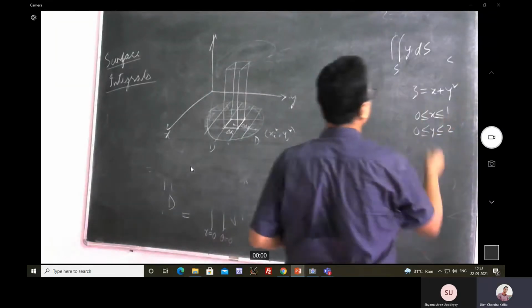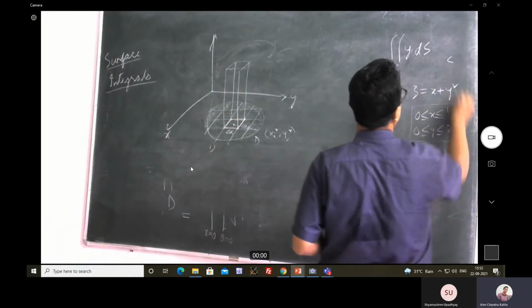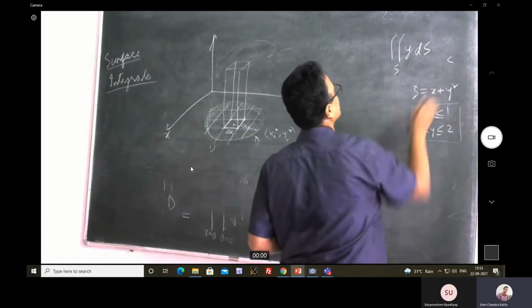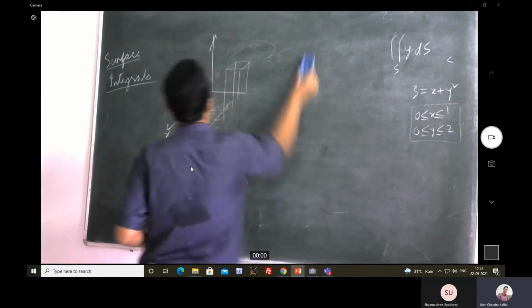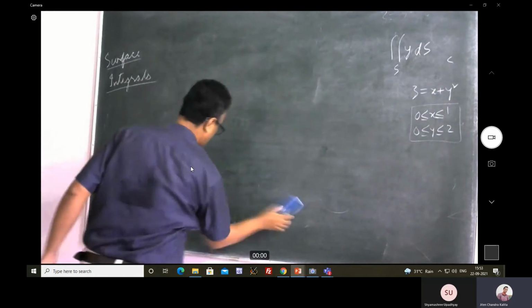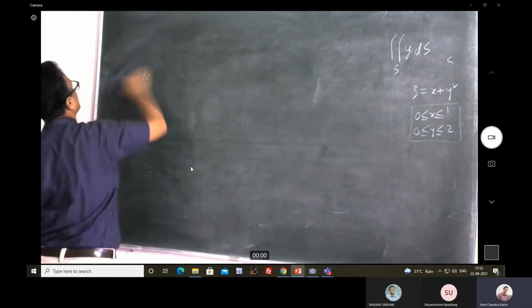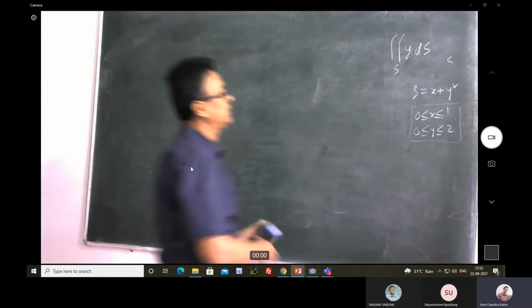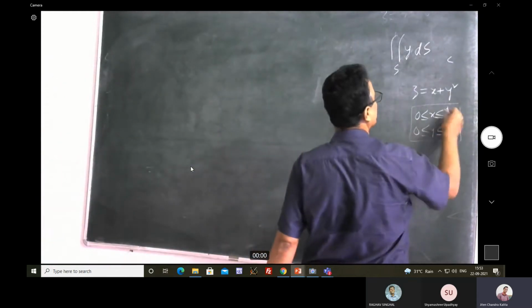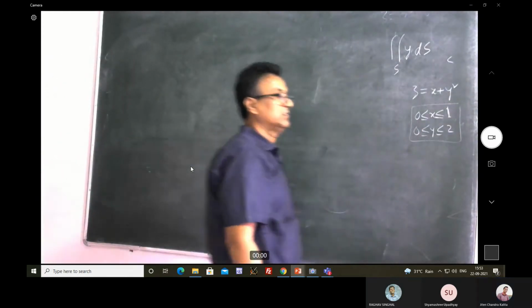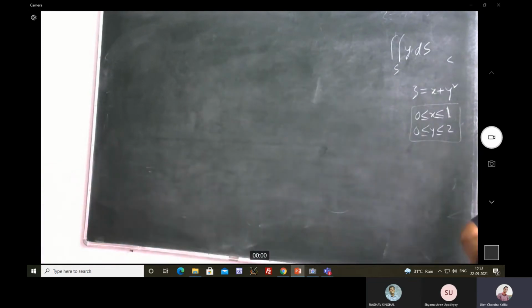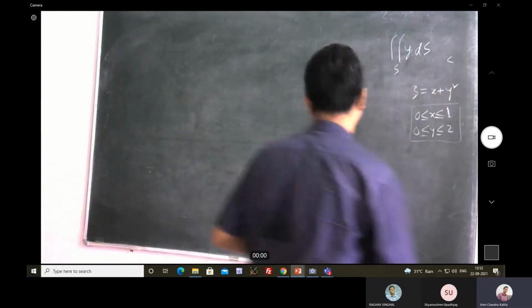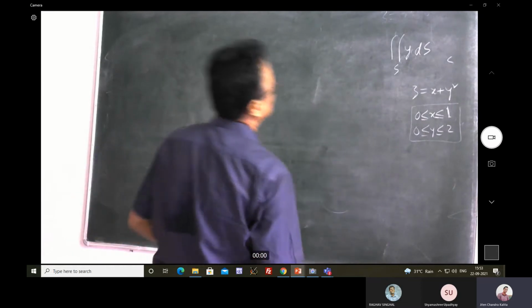So here you can see that z is given as the graph of a function of two variables, right? Graph of a function of two variables, and again you can see the range of x and y, the way it has been given, is nothing but a rectangle. Okay, so our job is going to be much more straightforward.